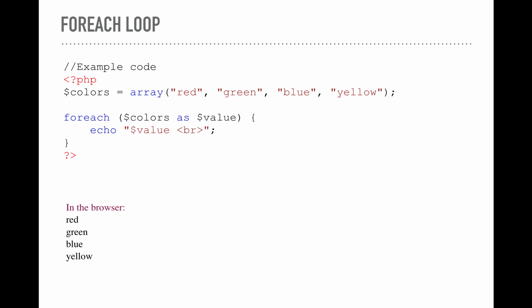in parentheses you write $colors as $value. And then in curly braces we're just going to echo $value, and then I put a break, so each value starts on a new line. And below you can see how it's going to look in the browser.